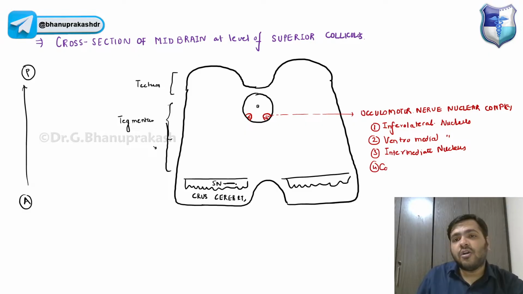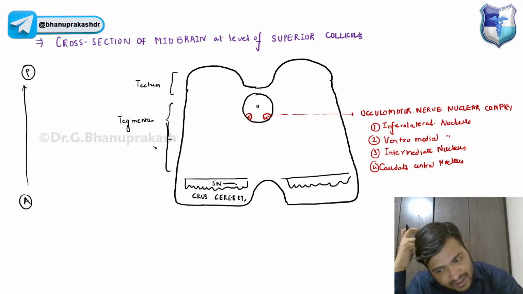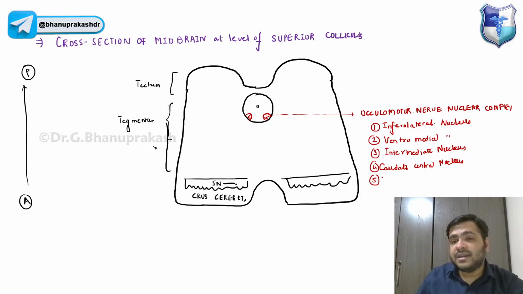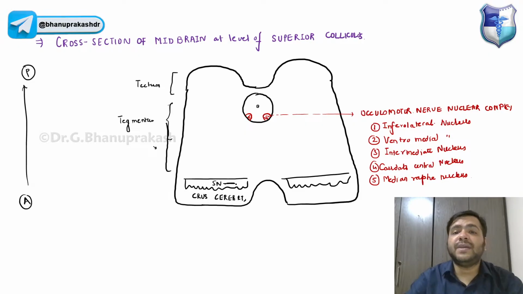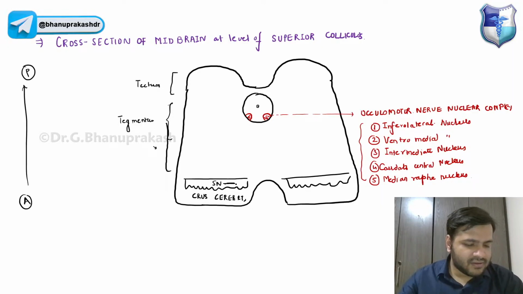We have something called the caudal central nucleus, which will supply the fibers to the levator palpebrae superioris muscle. Then we have one more, called the median raphe nucleus, which will supply the fibers to the superior rectus muscle. So these basically contain some somatic efferent functional component, right? They supply the extraocular muscles which are not developed from the somites, so that is something you have to remember.